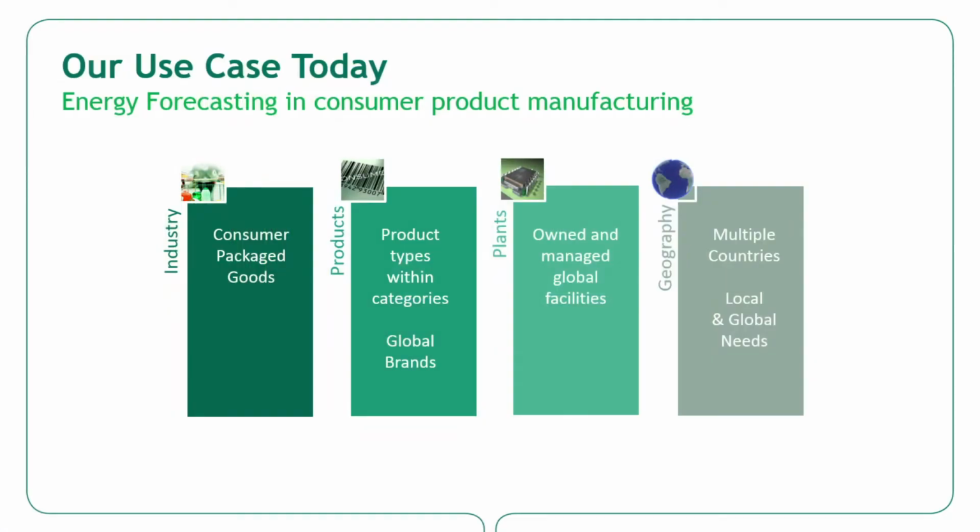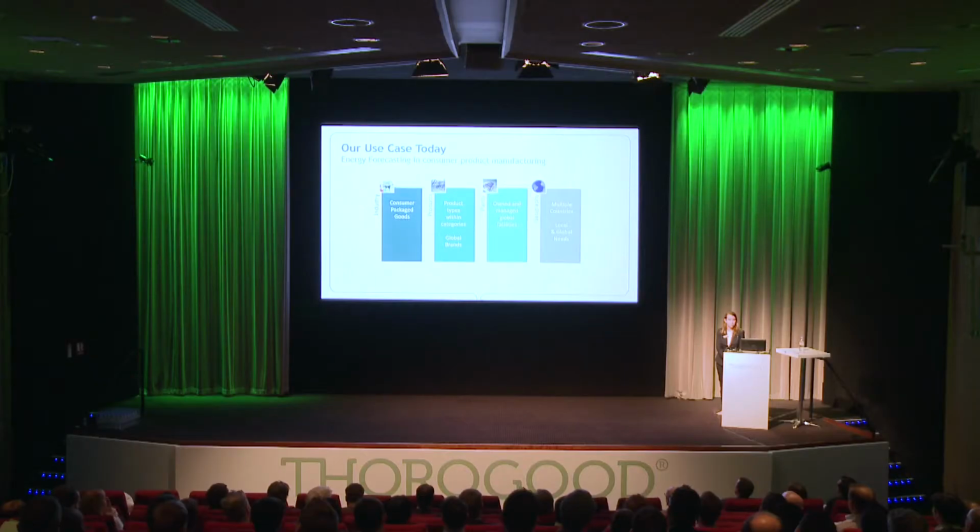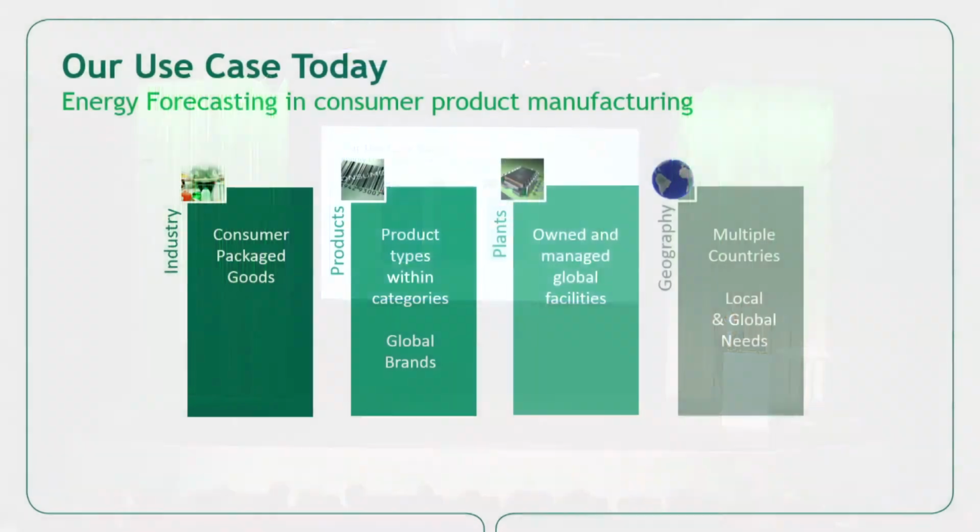First, let's talk about some background to the customer that we're working with. They're a large consumer packaged goods firm, and they have products within many categories. They have global, well-recognized brands around the world. They own and manage their own production facilities, and these are, again, global facilities all over the world. One thing to keep in mind, which Trevor touched upon, is they have local and global needs because they're all over the world.